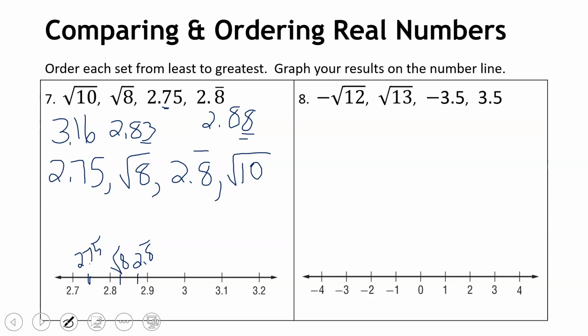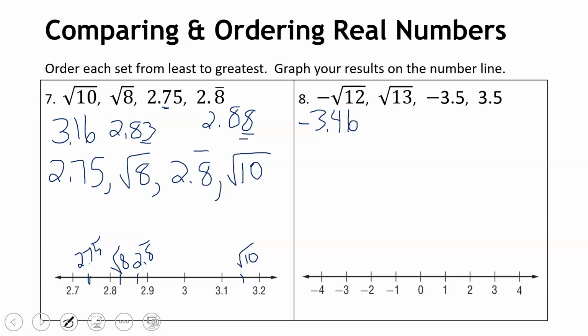And then the square root of 10 is approximately 3 1600, so it would be just a smidgen past the halfway mark between 3 and 1/10 and 3 and 2/10. Moving on to number 8, we notice that we have some negatives and some positives. We need to remember that the negative numbers are always smaller than the positive numbers. So negative the square root of 12 using our scientific calculator would round to negative 3.46.